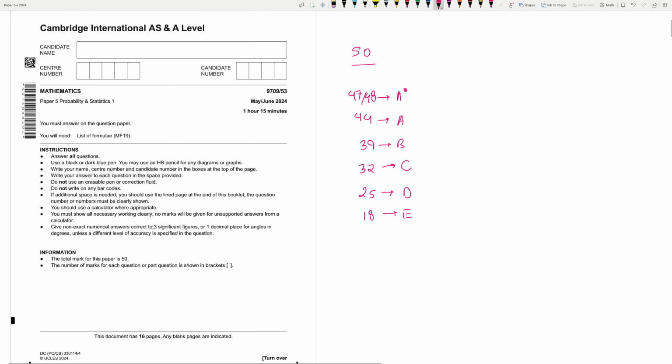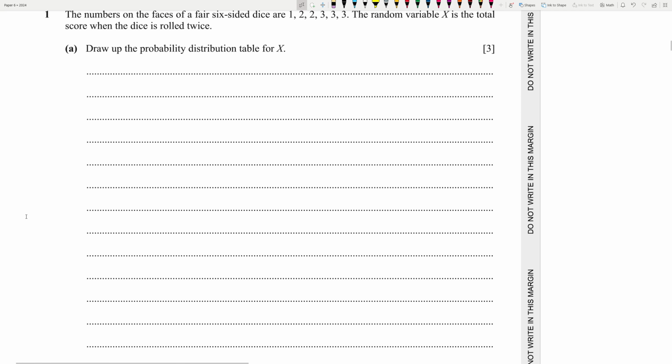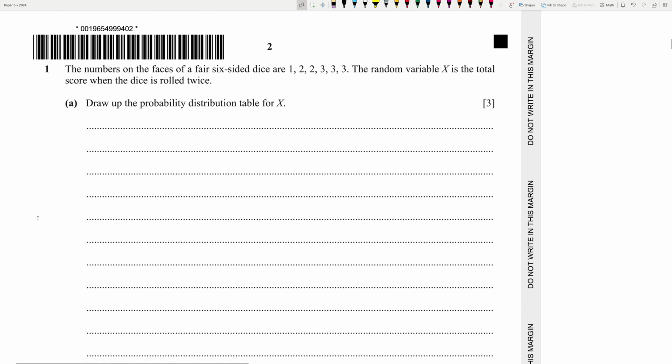So we have to give all non-exact numerical answers correct to 3 SF, or 1 dp for angles in degrees. Let's start. The numbers on the faces of a fair six-sided dice are 1, 2, 2, 3, 3, 3. The random variable X is the total score when the dice is rolled twice.